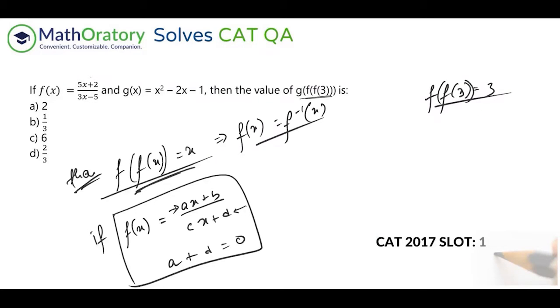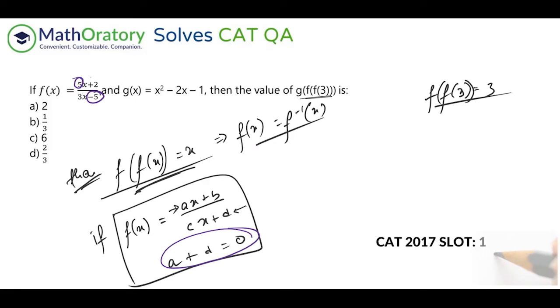Let me point that out here. So this is a linear by linear form. The coefficient of x in the numerator is 5, and the constant term in the denominator is minus 5. Always use the sign. In the numerator you have 5x, which implies plus 5. So plus 5 and minus 5 add up to 0. So this condition is actually holding true, and once it holds true, f of anything is the same thing. So f of 3 is equal to 3.